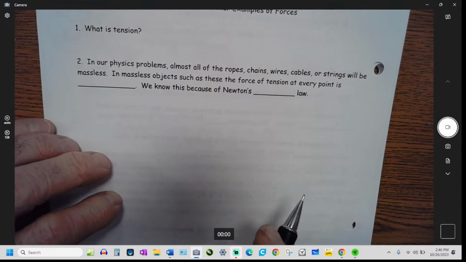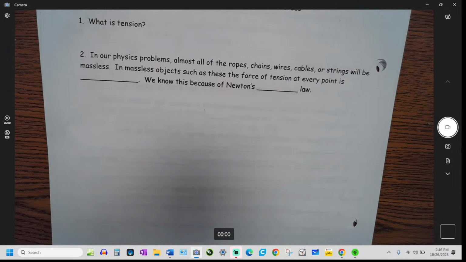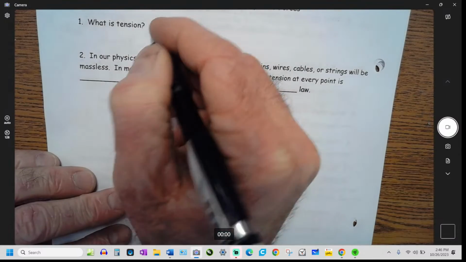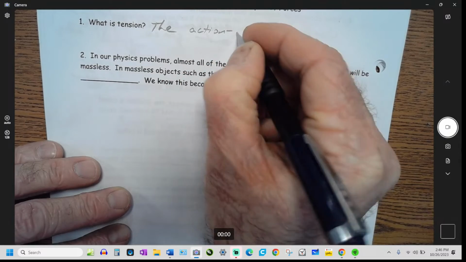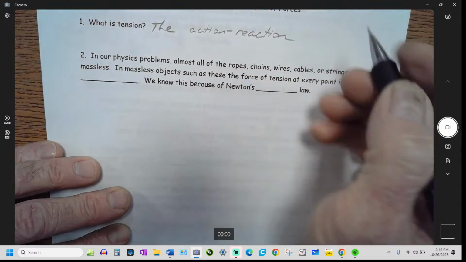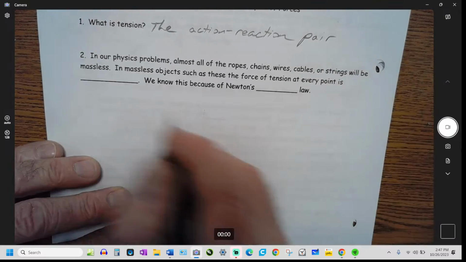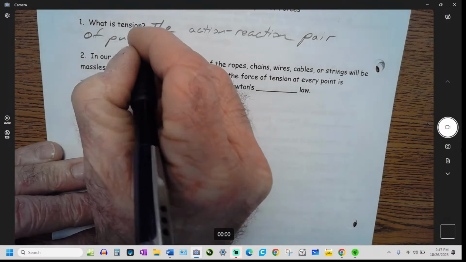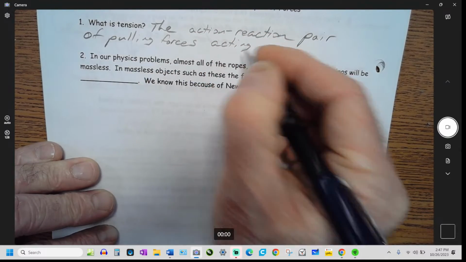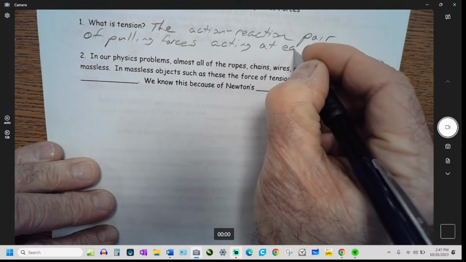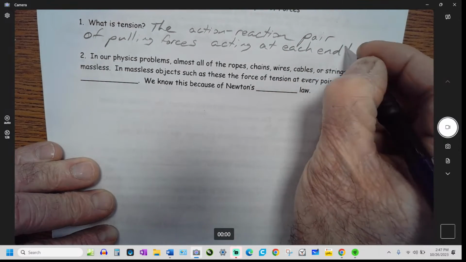So here's my definition. I'll read it first. The action-reaction pair of pulling forces, that's going to start a fight, of pulling forces acting at each end of a stretched object. And there are 2 asterisks in there. So this is page 8. The action-reaction pair of pulling forces acting at each end, and that's where my first asterisk comes up.